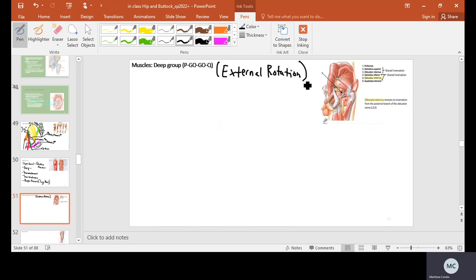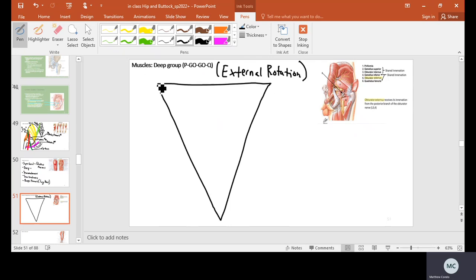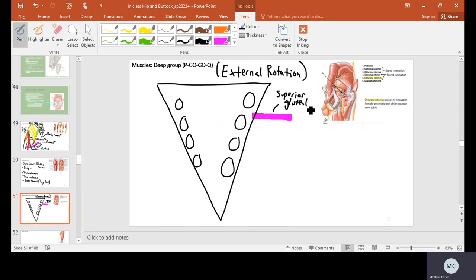What we're going to do is draw kind of an exaggerated sacrum. Actually, it's probably a life-size sacrum. And the first thing we're going to draw in is not going to be a muscle, but it's going to be the superior gluteal artery and nerve. Because we can't forget about that. And the reason we're going to do that is because the next thing we're going to draw in is going to be the piriformis muscle.